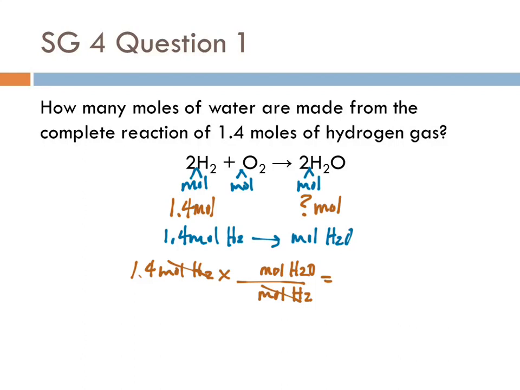Mole ratios come from the balanced chemical equation. In front of H2O is the number 2. So in front of moles of H2O, we put the number 2. In front of H2 in the equation is a 2. And so in front of moles H2 in our equation down here, we put a 2. And so for every 1.4 moles of hydrogen, we'll multiply by 2, divide by 2, we're going to end up with 1.4 moles of H2O. Put a box around it so I can see what your answer is.